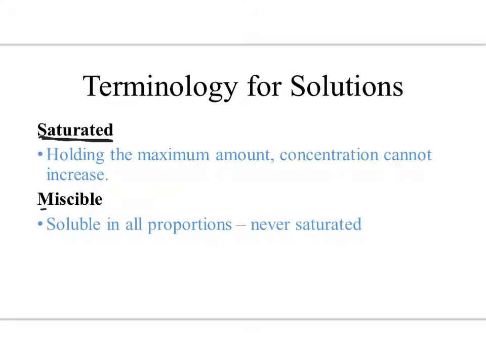And the other word is this, and we'll see this in our notes today, miscible, right? So miscible means this: two things that are miscible are soluble in all proportions. So they never become saturated. It doesn't matter if we go 10% of one and 90% of the other, or we flip those proportions around. Miscible things are always soluble in one another.